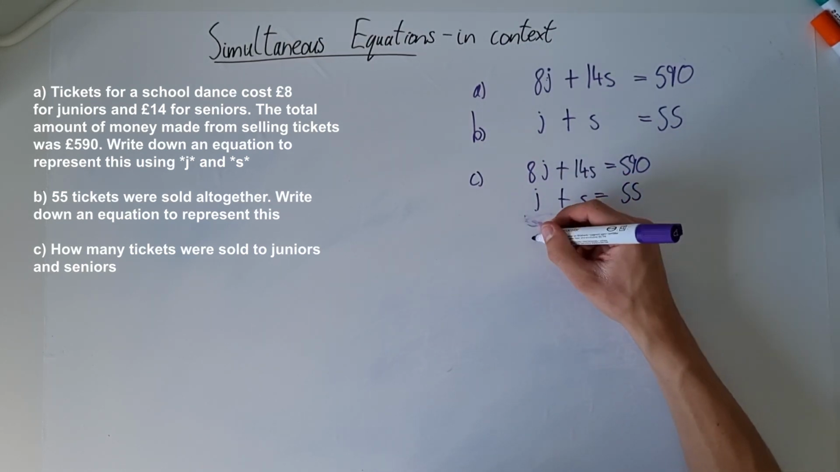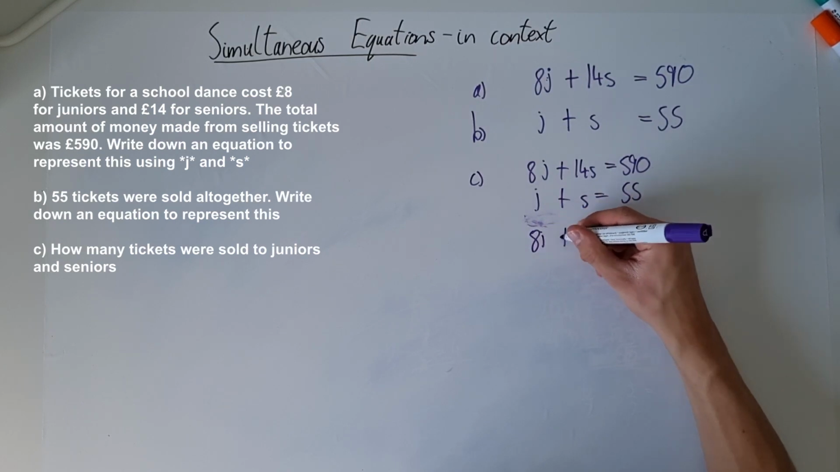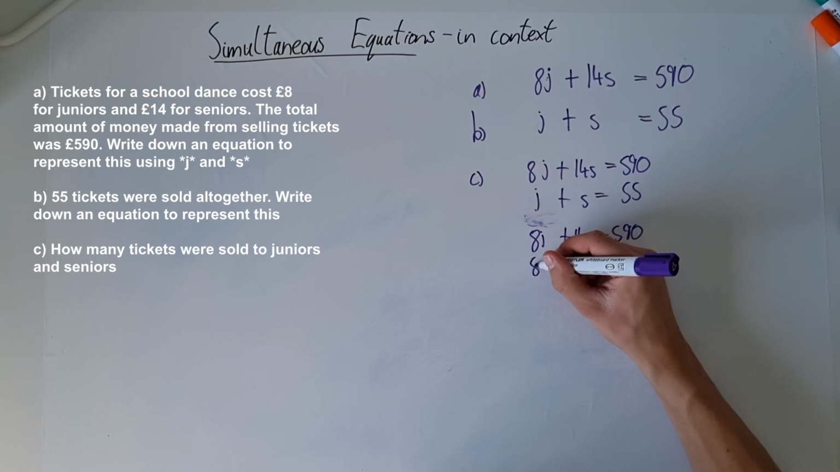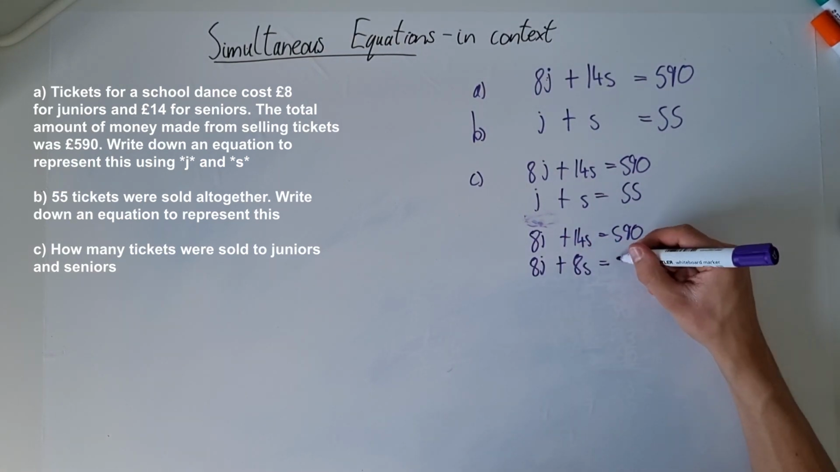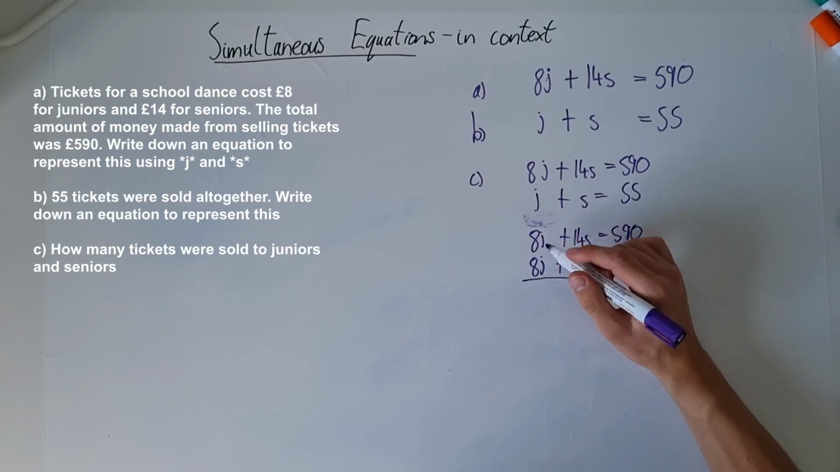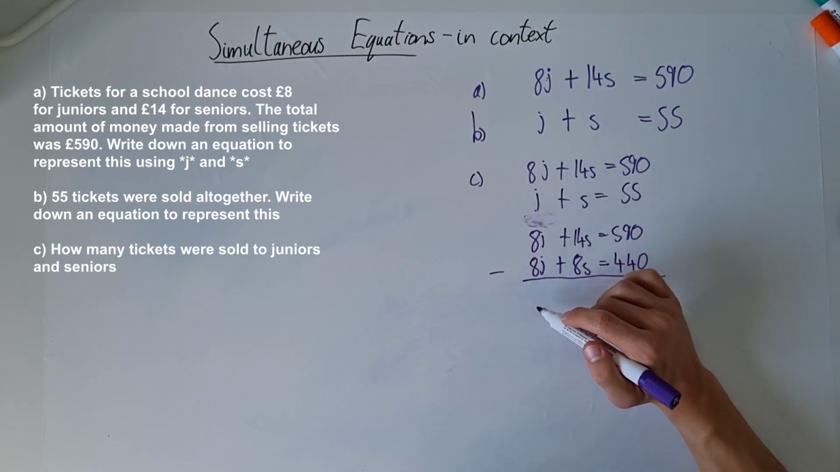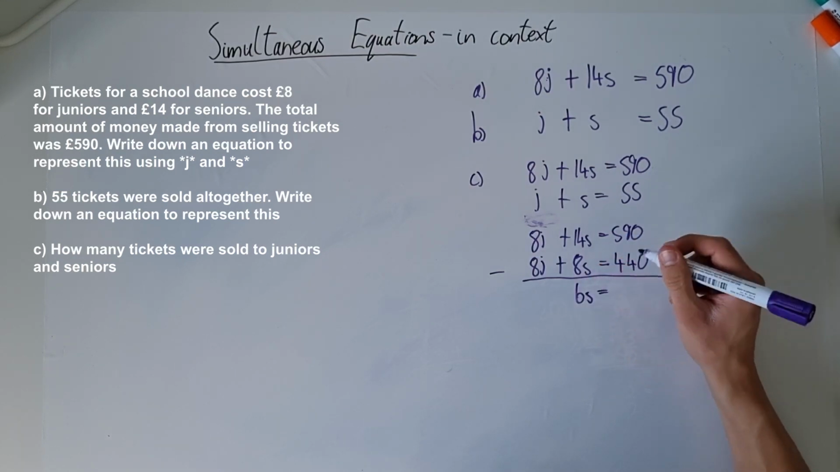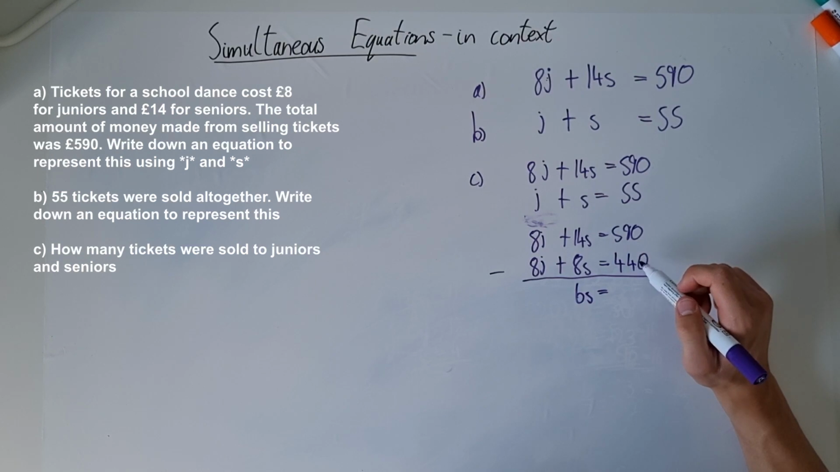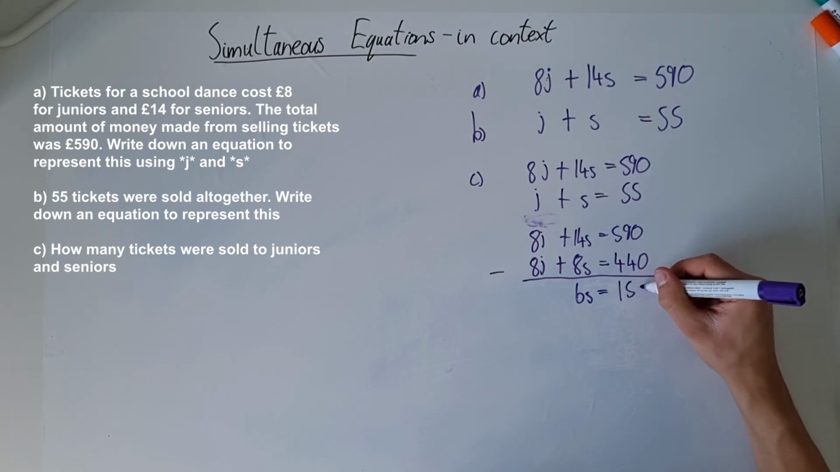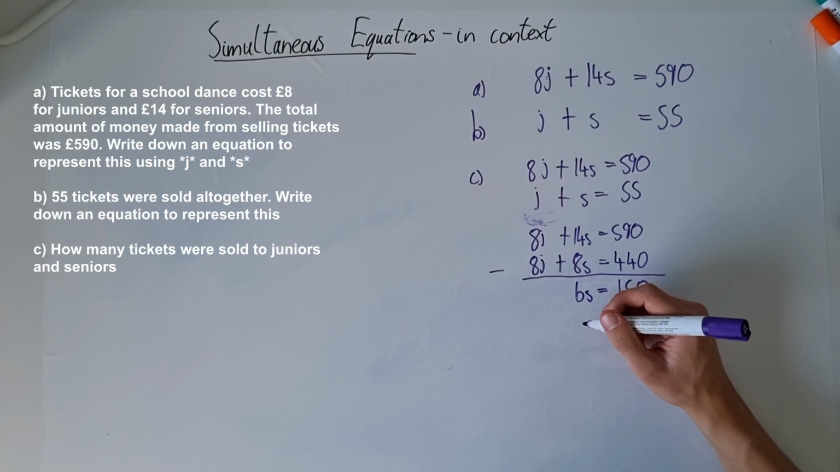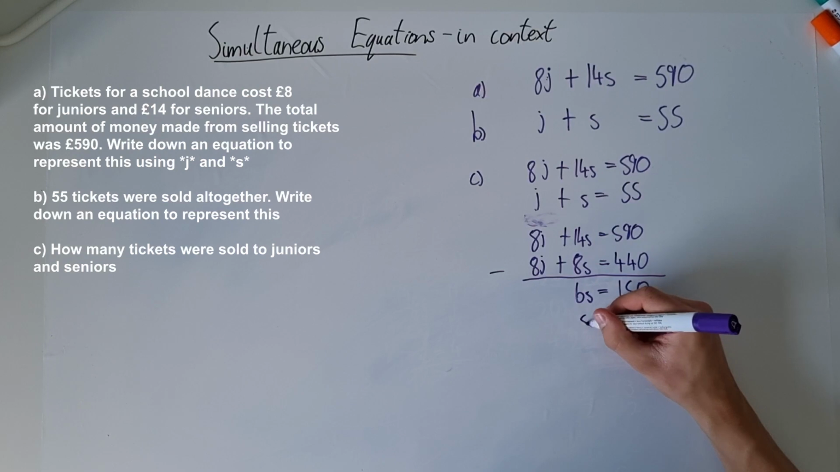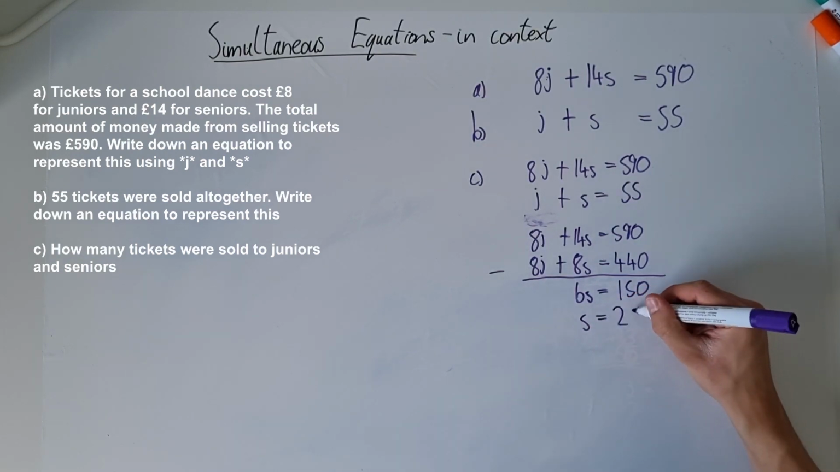So we need to multiply the second equation by 8. So the first one remains the same, and then multiply our second one by 8. So now we have this. To get rid of J, we're going to minus our equations because 8J minus 8J is just 0. And then 14S minus 8S is going to give us 6S. And then 590 minus 440 is going to give us 150. So now, all we need to do is divide both sides of the equation by 6. So this is going to give us S is equal to 25.